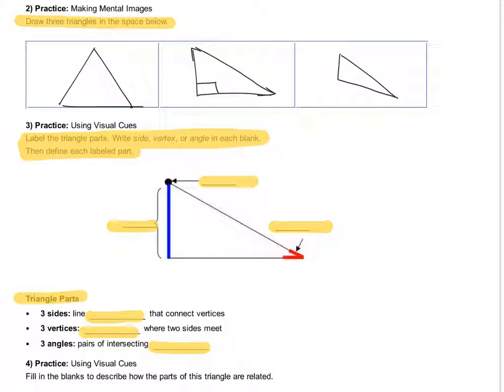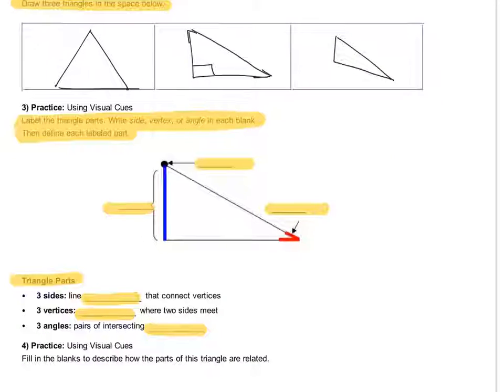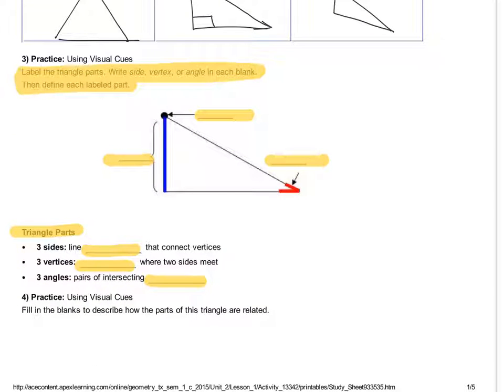So Practice 3 says label the triangle parts with side, vertex, or angle in each blank. Then define each part labeled below. So we'll do this part down here, but for right now, let's label it. Okay, so we've got our 3 parts labeled.